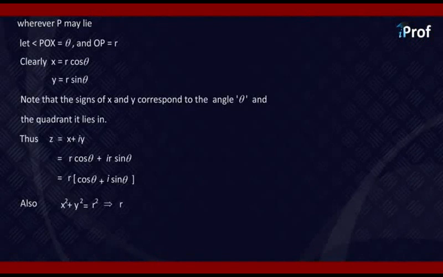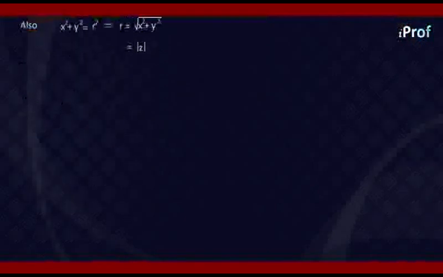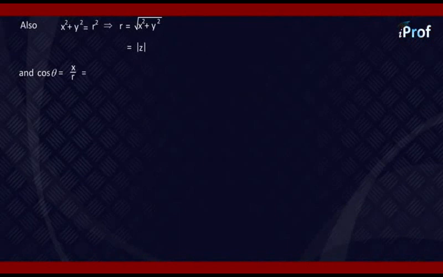That gives you r equal to square root of x square plus y square, which is equal to modulus of z. And cos theta is equal to x upon r, that is x upon square root of x square plus y square. Similarly, sin theta will be equal to y upon r, that is y upon square root of x square plus y square.